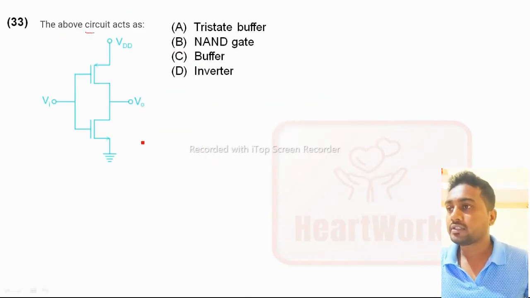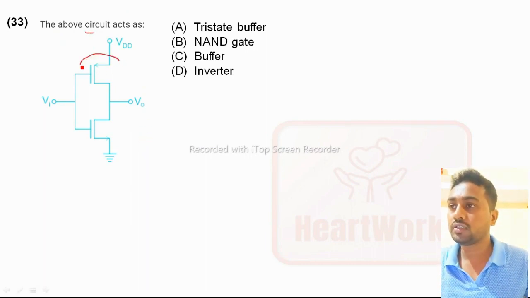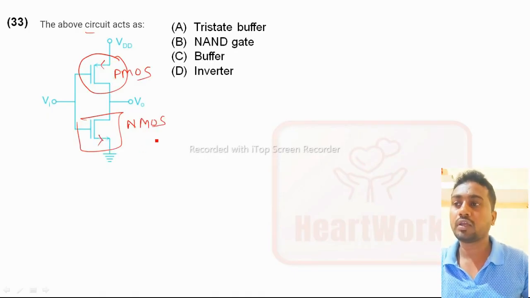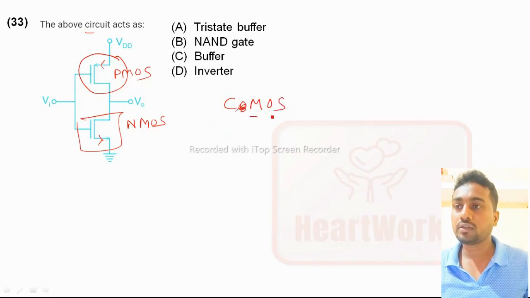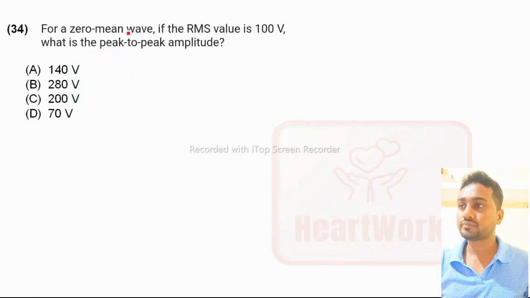The above circuit acts as what? How will this circuit act? If you see the transistor symbols, this one is PMOS and this one is NMOS. The arrow going inside means PMOS, and the arrow coming outside means NMOS. The combination of NMOS and PMOS is called CMOS. CMOS means complementary metal oxide semiconductor. This is called a CMOS circuit or inverter circuit, option D.